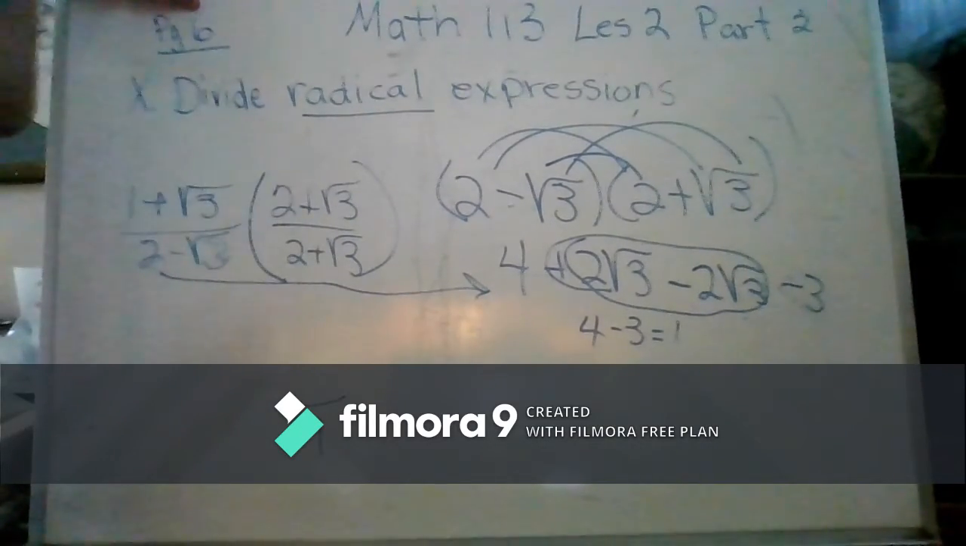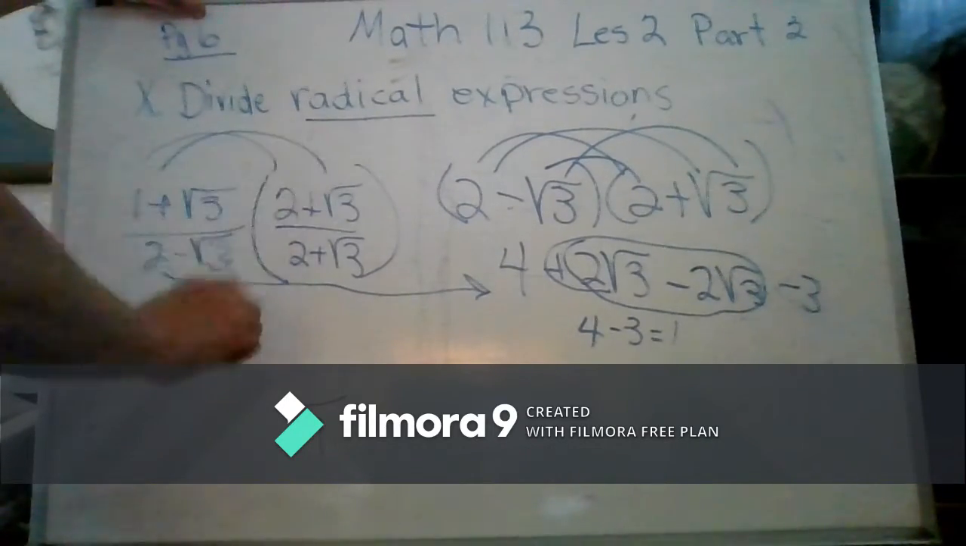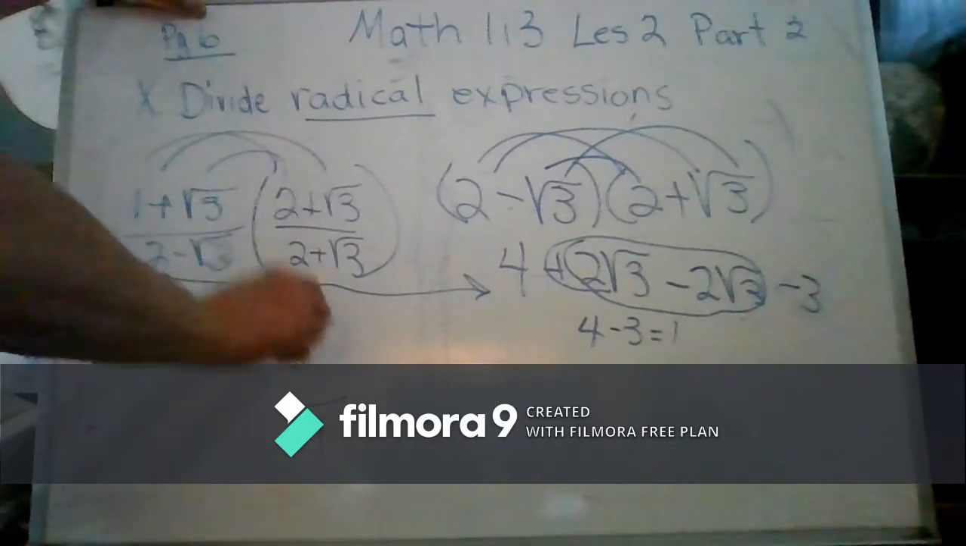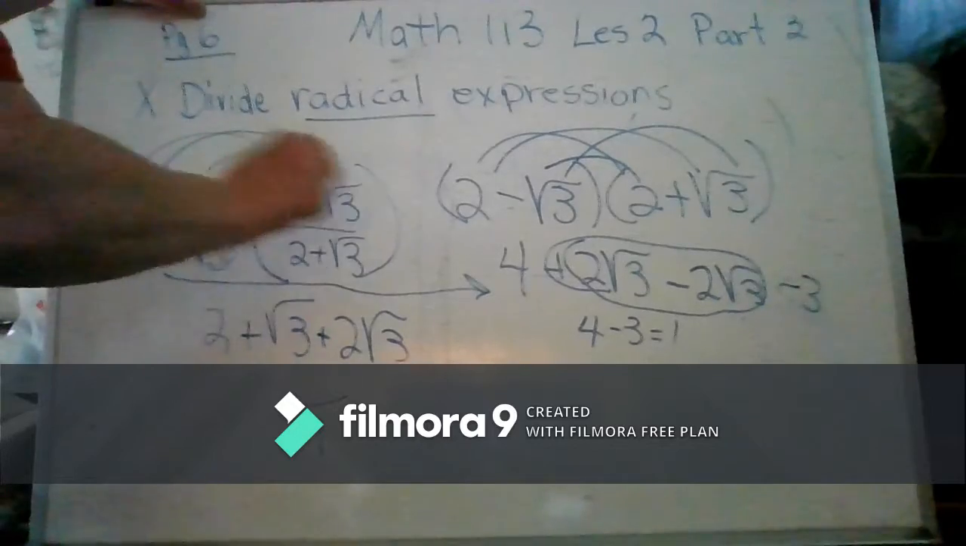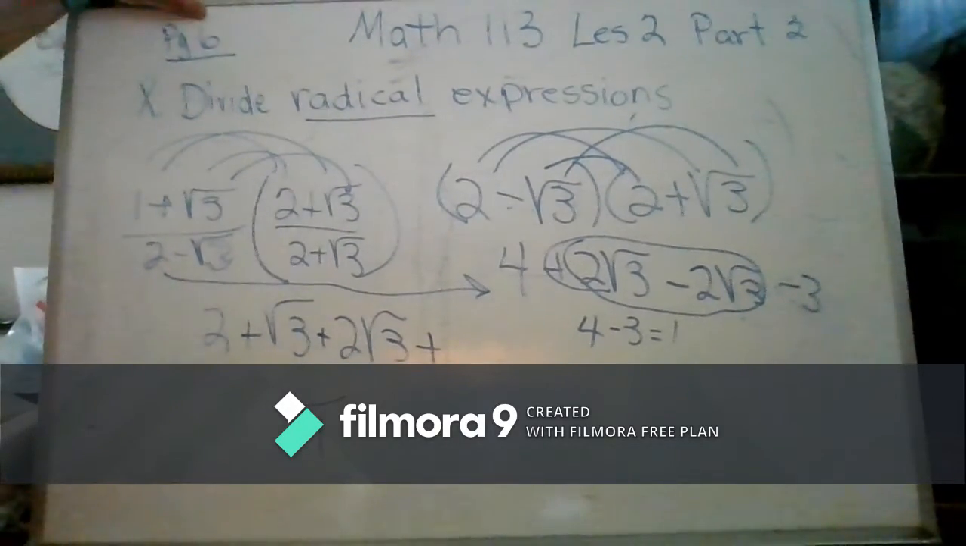On the top, I'm going to FOIL. 1 times 2 is 2. Then the outers would be a plus 1 times the square root of 3. And the inners is plus 2 times the square root of 3. And the last would be a plus square root of 3 times the square root of 3 is 3.